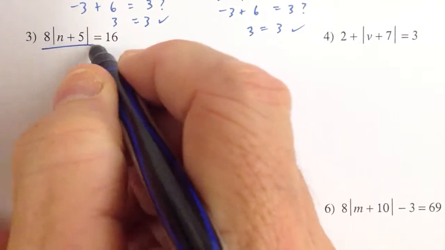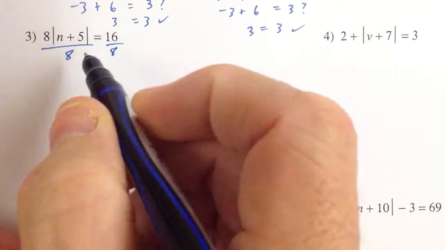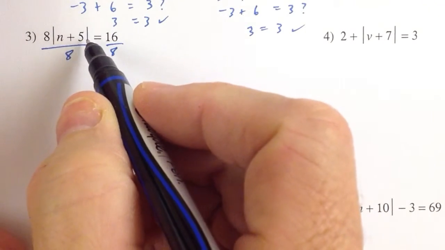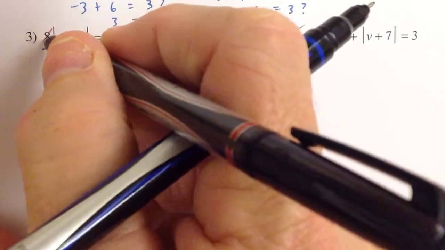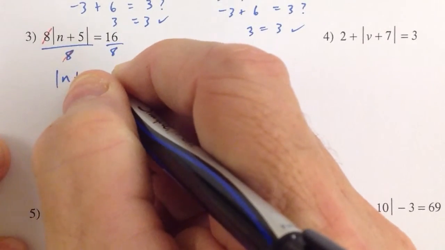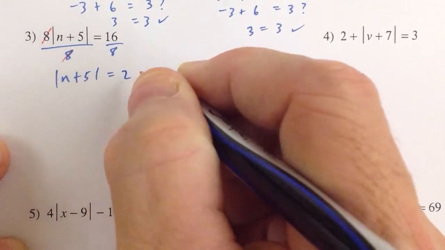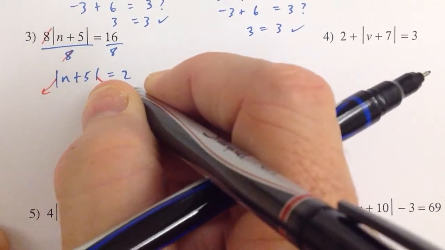Problem number 3, we see we have an 8 on the outside of the bars, which means 8 is being multiplied by the absolute value of n plus 5. So since 8 is multiplying that absolute value, then we're going to go ahead and divide both sides by 8. And when we divide both sides by 8, we get the absolute value of n plus 5 is equal to 2. And again, we're going to split this up into 2 equations.